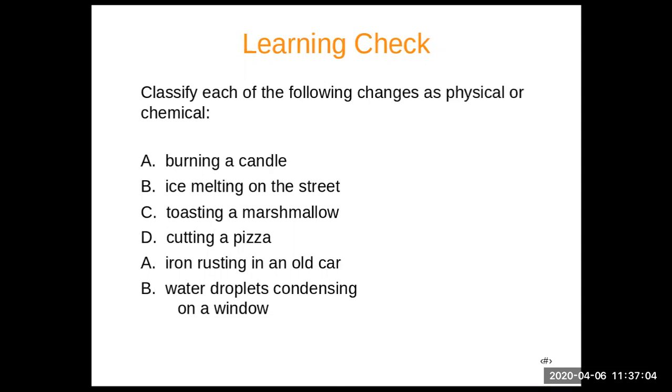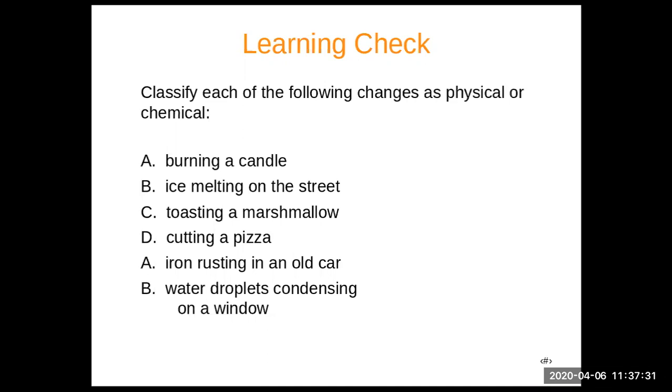Ice melting on the street. So when ice is melting due to the sun warming the ice, the ice becomes a puddle of water, right? And ice, you know that it's also made of water. So you go from solid water to liquid water. So that's a physical change.